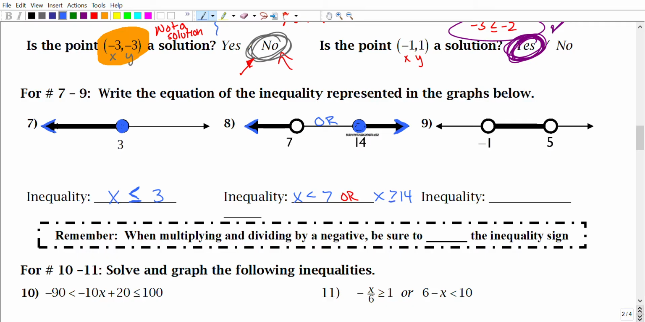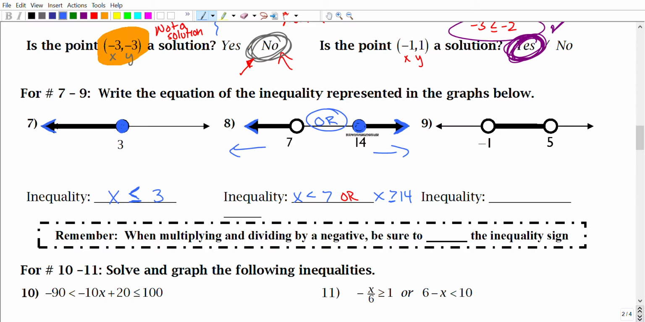So let's go ahead and read this out loud as if we were actually using words. We would say that x is less than 7 or x is greater than or equal to 14. Okay, again, anytime you see a gap here, guys, you always have an or. Again, you don't have to write it on the actual number line, but just know that this is an or statement. You're shading to the left or to the right.